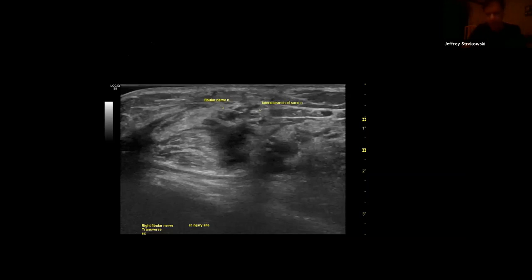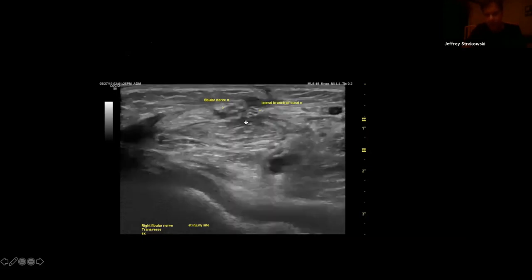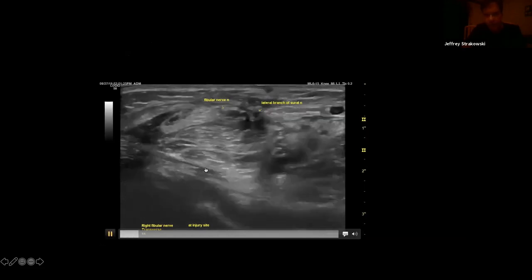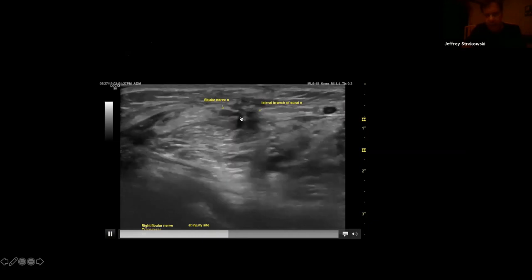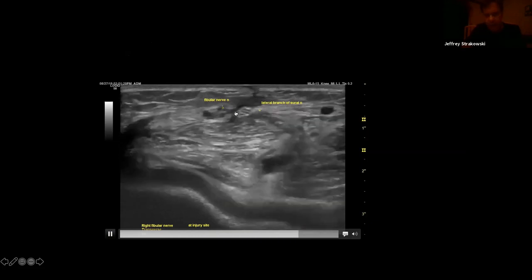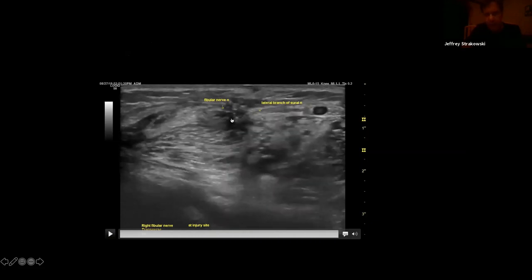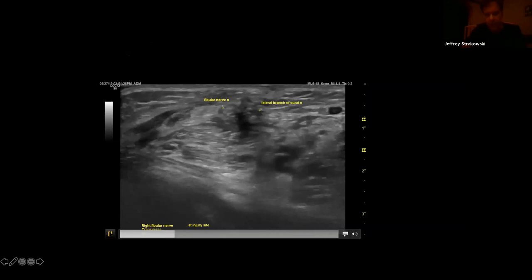Okay. So in reality, as we look at it, this is the lateral branch of the sural nerve, and this is the fibular nerve, and it really didn't split the nerve, and I'll show you. So here we look at this and go back and forth. And this branch had already branched off, and the knife wound actually went right in between these two branches. Okay, so it certainly injured it, but there was some sparing.